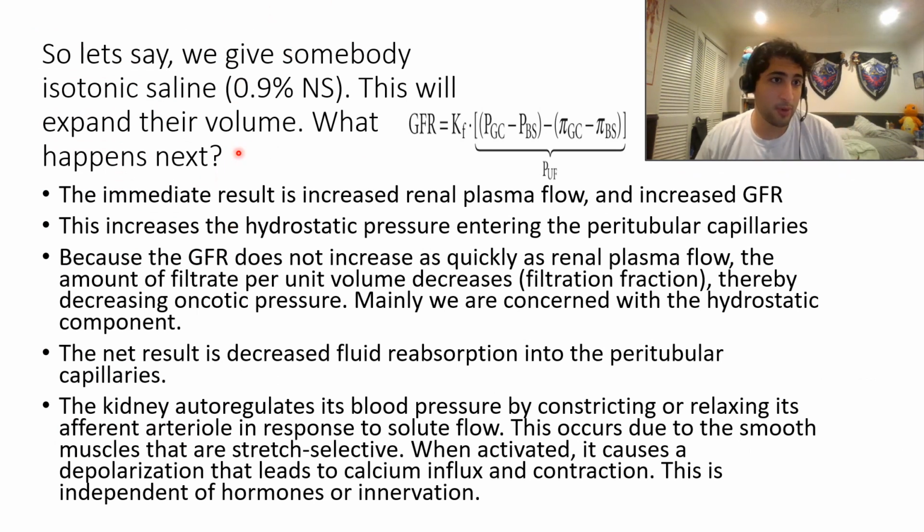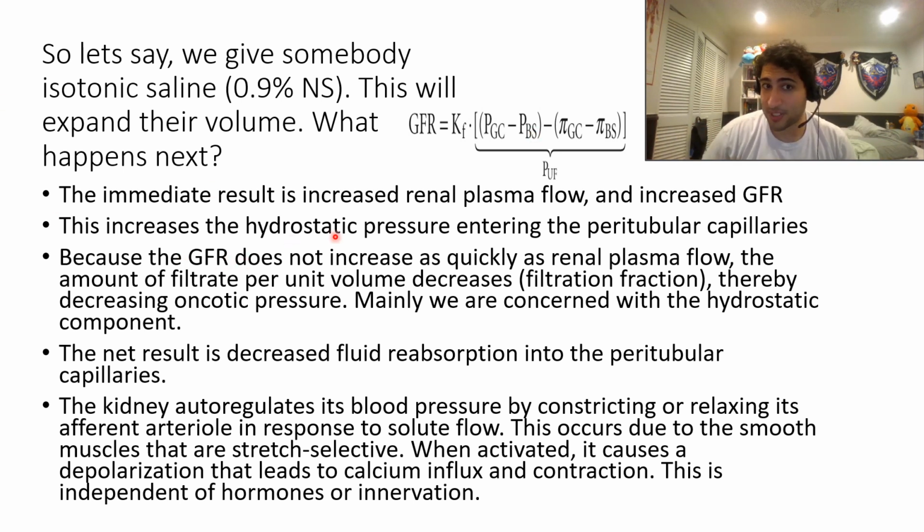So let's say we give someone isotonic saline. This will expand their intravascular volume. What happens next? Looking at this equation, we're dumping in more fluid and more volume, which increases perfusion pressure. So you have increased renal plasma flow and increased pressure in the glomerular capillary, and that's going to lead to an increased GFR. Why? Because this is increasing the hydrostatic pressure entering the peritubular capillaries.